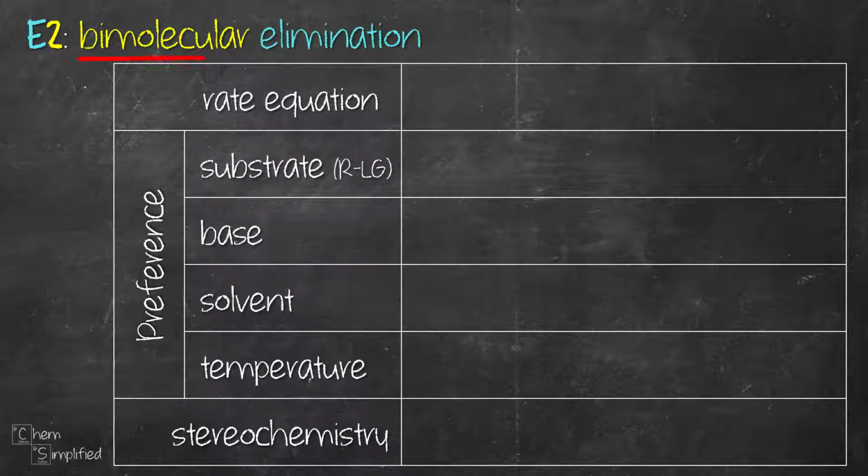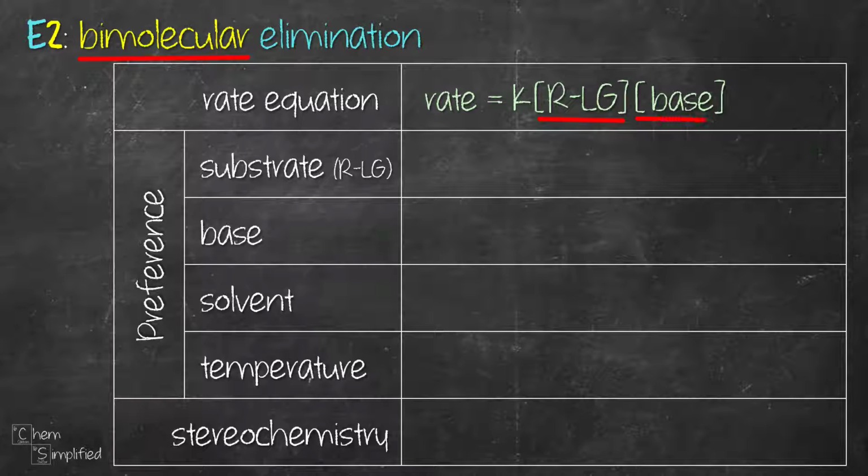E2 is bimolecular because the rate of the reaction depends on both the concentration of the substrate and the concentration of the base. Then that makes E2 reaction a second-order reaction. Now let's look at the factors that will favor E2 reaction.